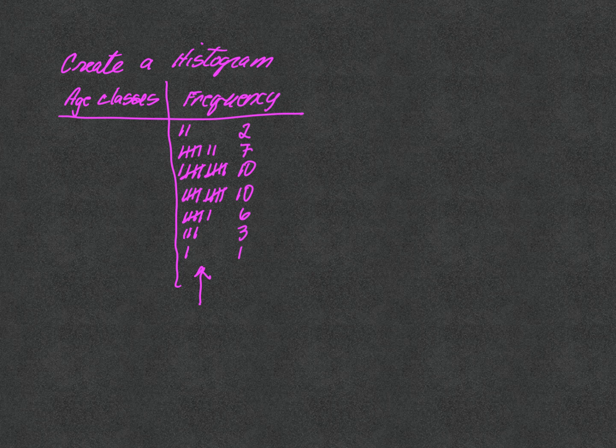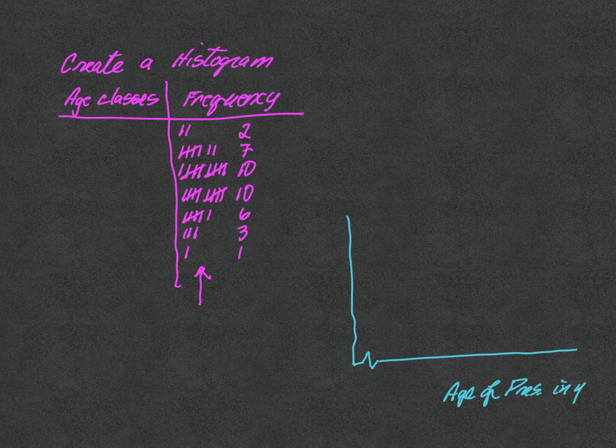Now, once you have the class boundaries, you can start to create the graph. And so one of the things we do in a graph is to indicate that we're not starting at 0 is we make a mark like that, okay? That indicates we're not starting at 0. And my classes represent age of president in years, okay?